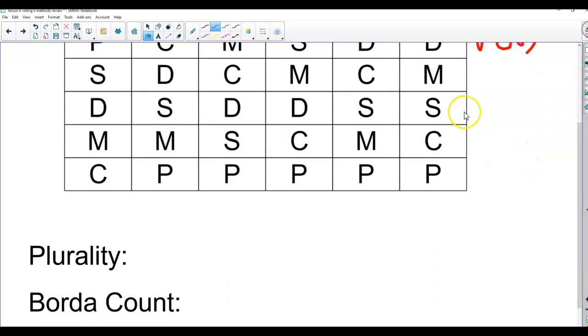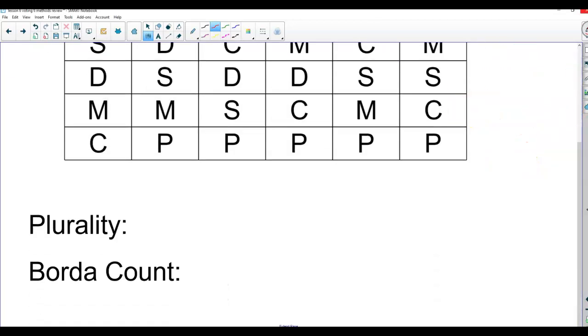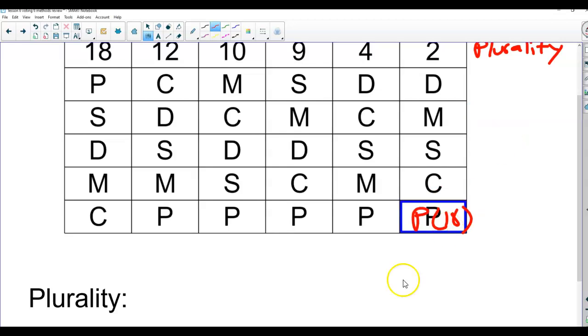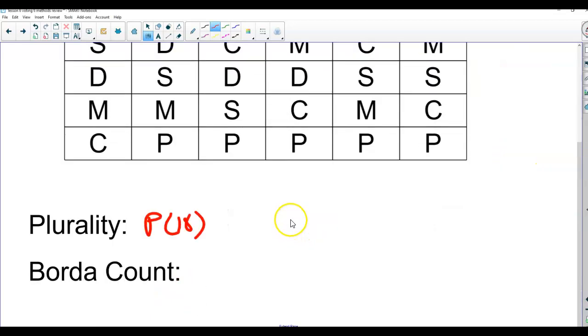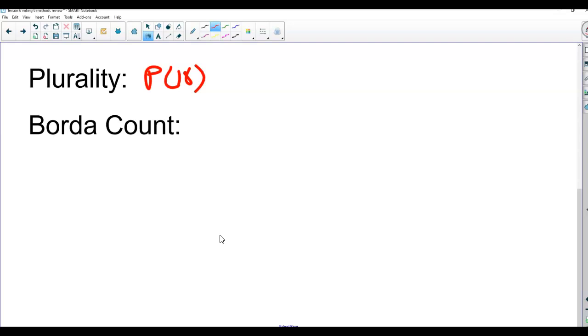Borda count. Okay, now for Borda count, this is what the numbers are going to look like.